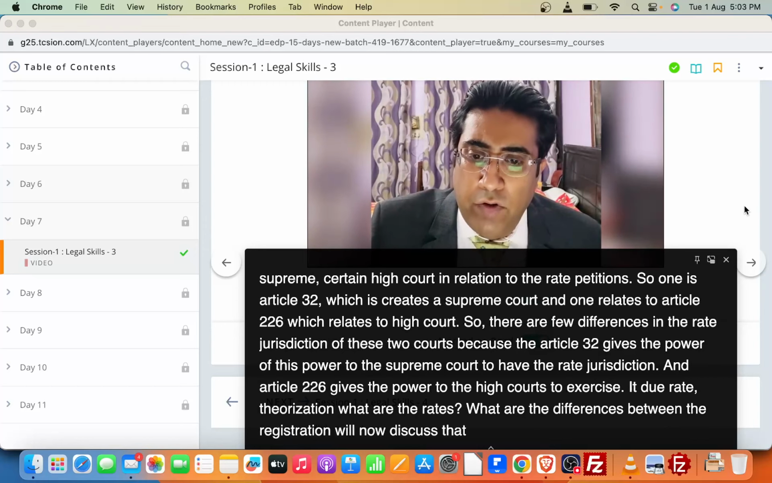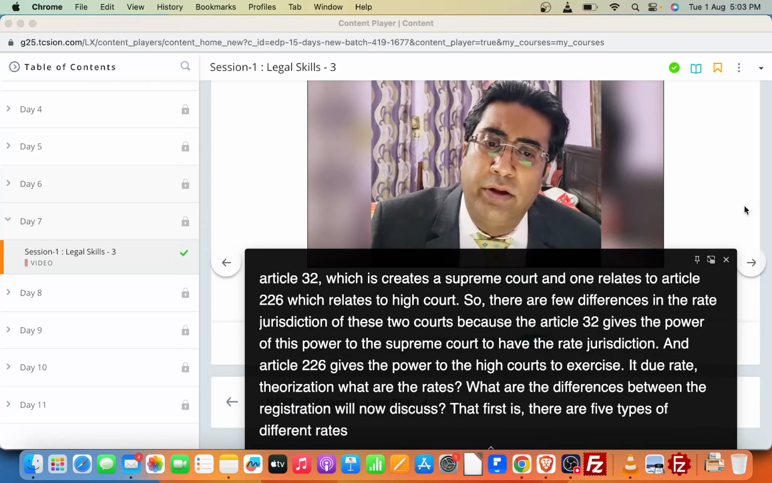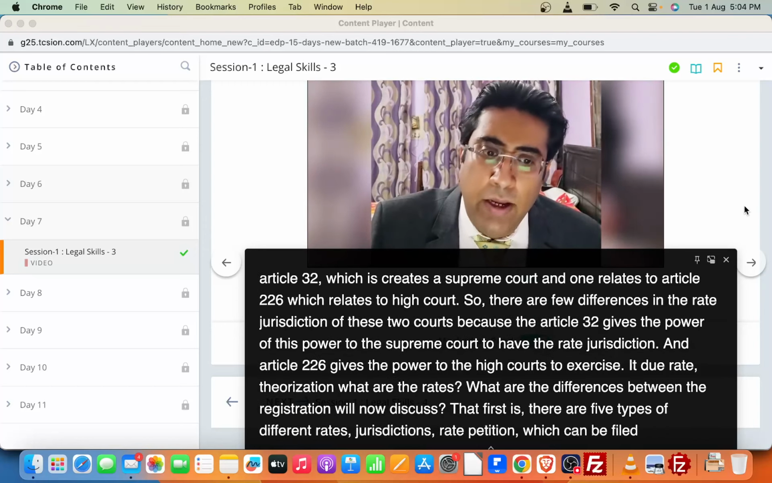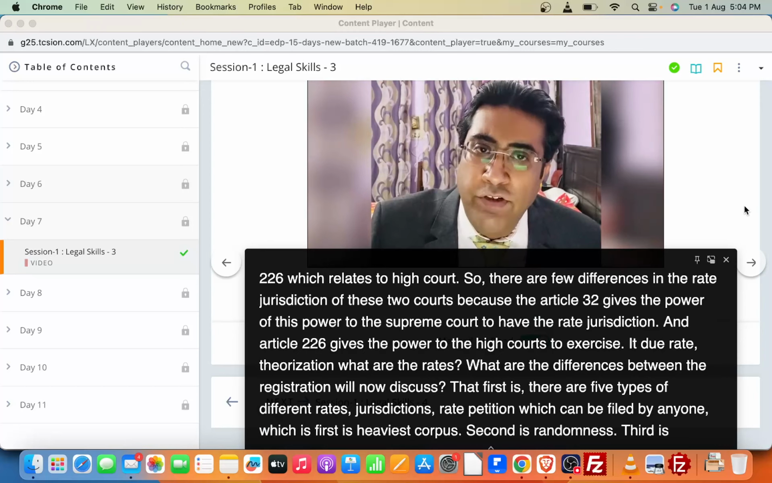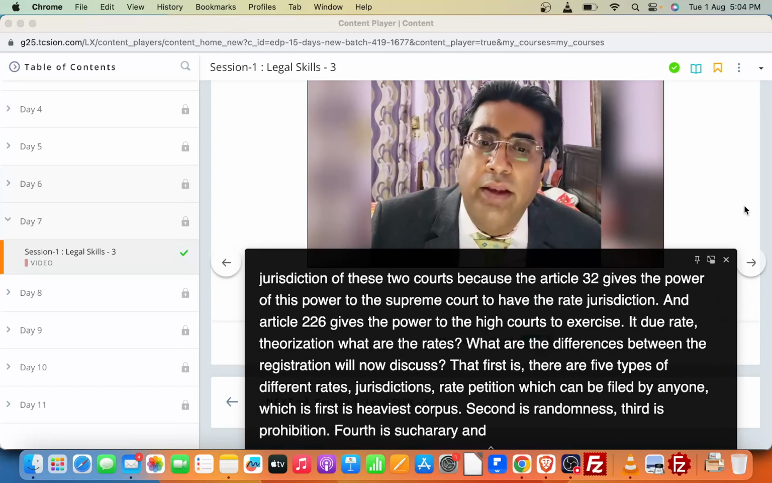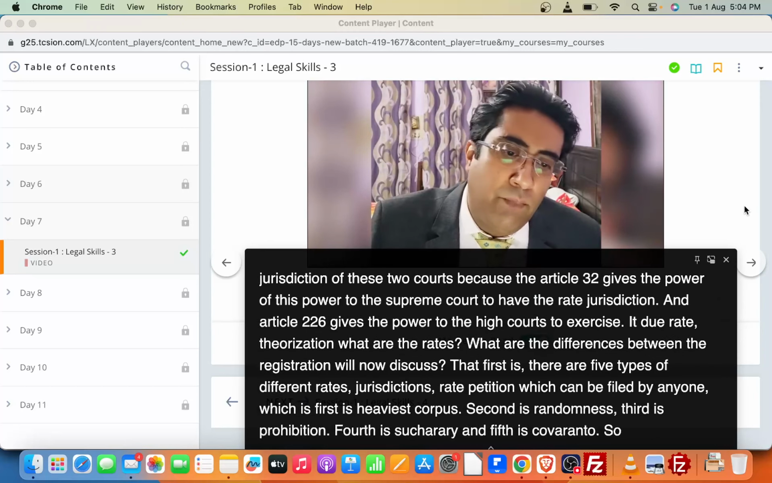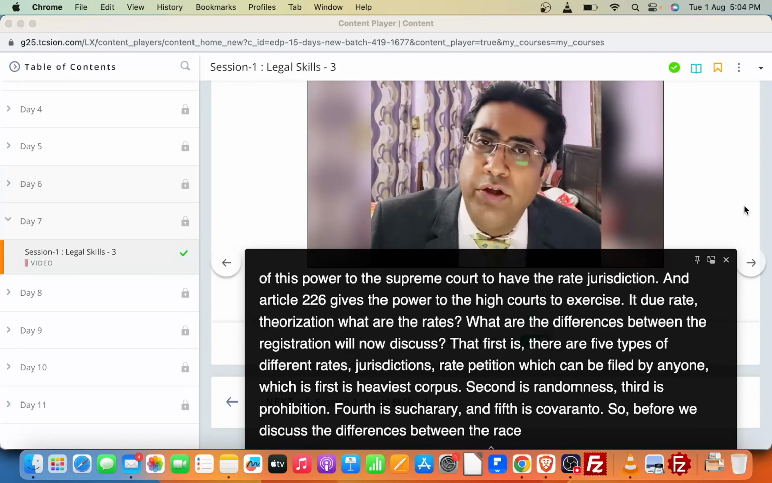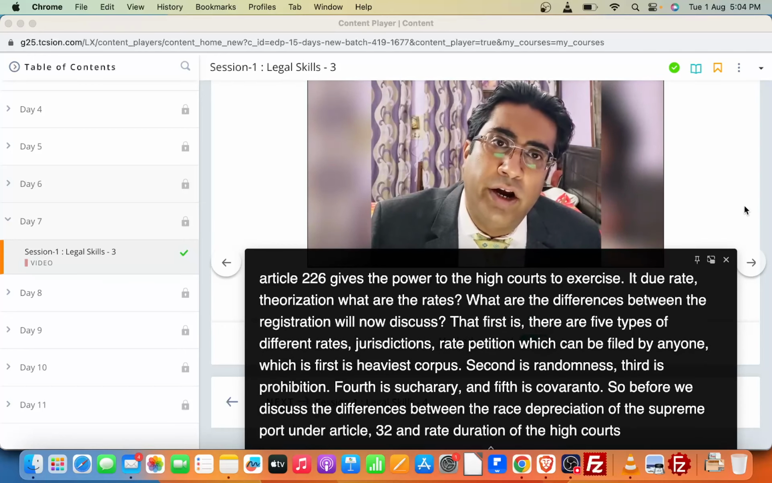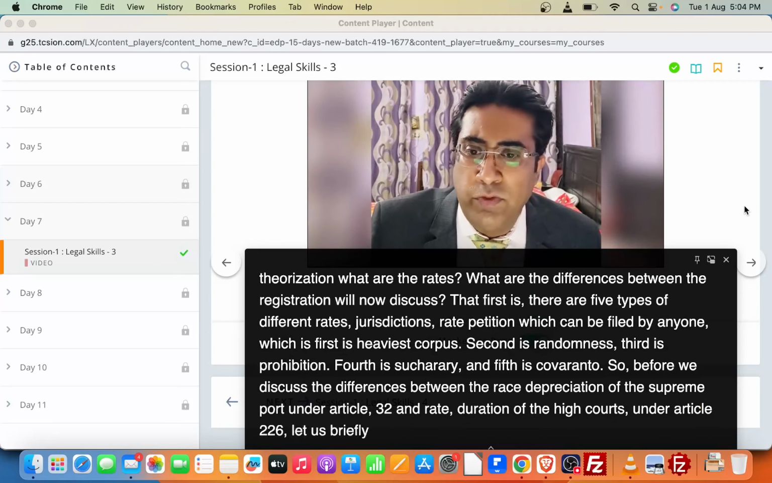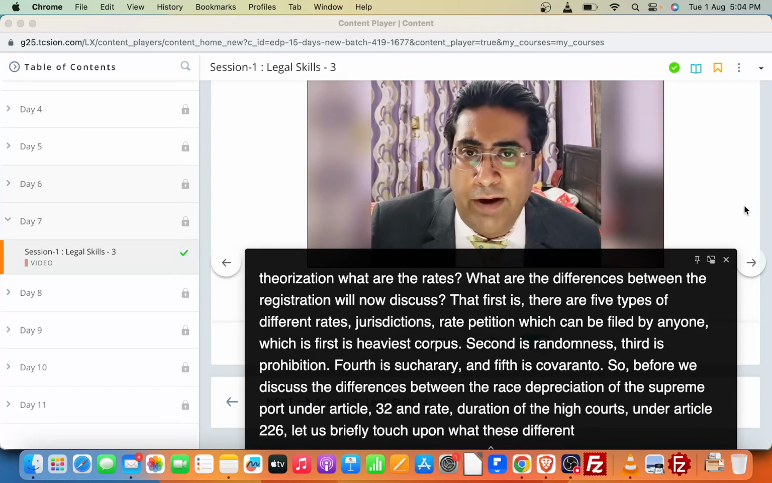We'll now discuss that. There are 5 types of writs, or writ petitions, which can be filed by anyone. First is habeas corpus, second is mandamus, third is prohibition, fourth is certiorari, and fifth is quo warranto. So before we discuss the differences between the writ jurisdiction of the Supreme Court under Article 32 and the writ jurisdiction of the High Courts under Article 226, let us briefly touch upon what these 5 types of writs mean.